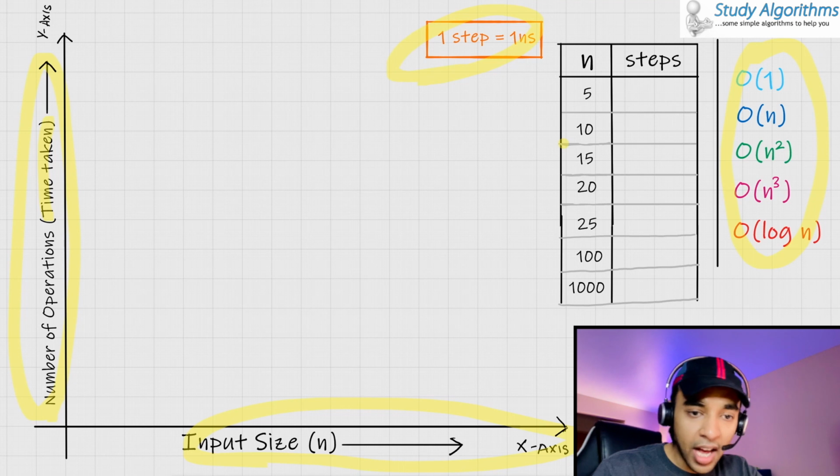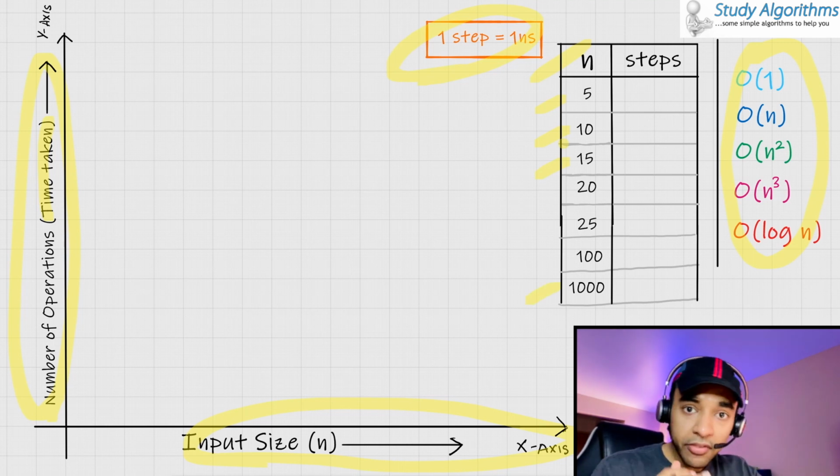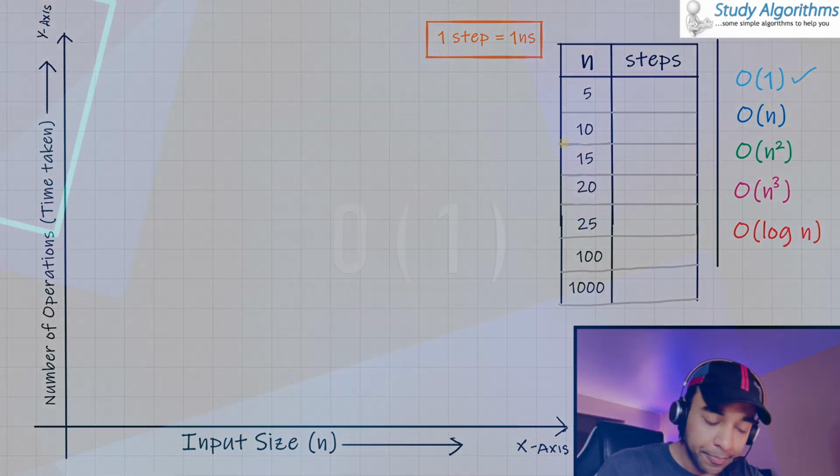The last thing we have is our table. In this table, we would be populating the number of steps taken by each of the big O notations. And then using this table, we would plot our values on the graph. So we would be determining how much time it takes for an input size of 5, how much time for an input size of 10, then 15, all the way up till 1000. If this setup is clear in your mind, let us begin with order of 1.